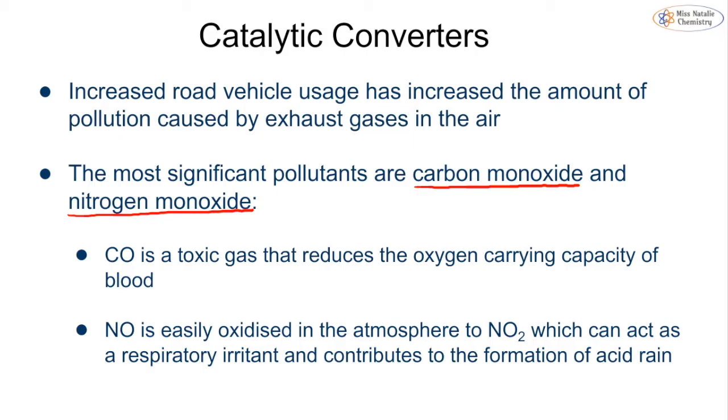Now, carbon monoxide we've talked about in topic 16 and topic 17 when we talked about the hemoglobin and how it can't be carried, and you may have talked about this in biology as well. So that's of course a toxic gas that could kill people, so we don't want that in our atmosphere. And nitrogen monoxide is easily oxidized in the atmosphere to NO2, and that contributes to the formation of acid rain. So we don't want any of these gases that are formed in our exhaust or in our engines to be coming out into the atmosphere.